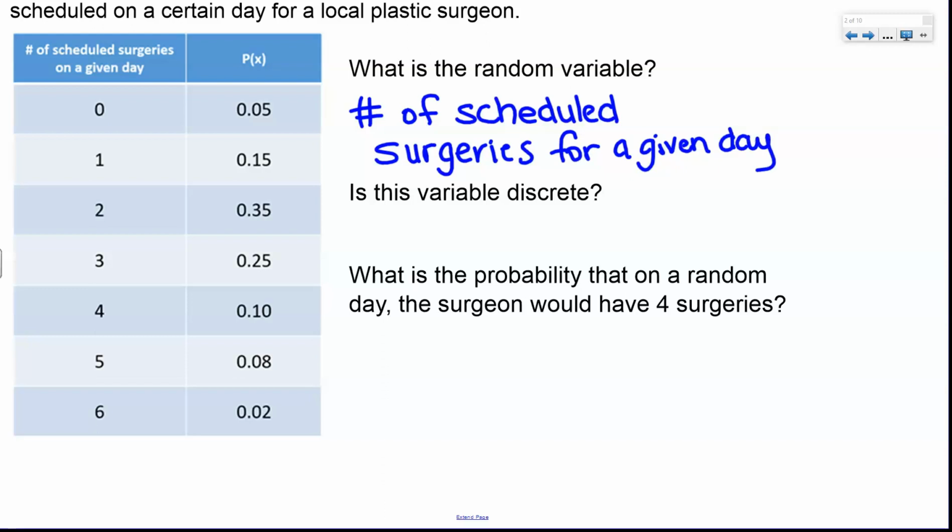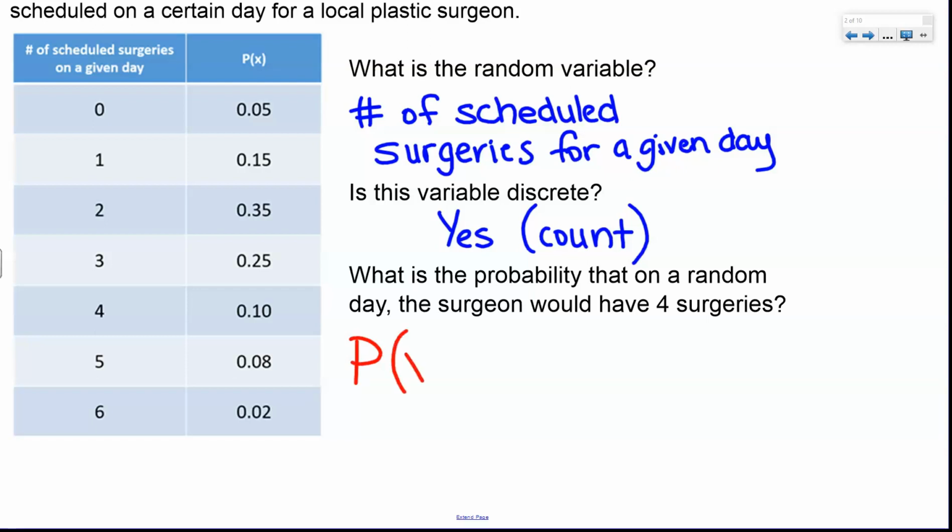So what's the probability of 2 surgeries? We can look at that chart and find that. So is this variable going to be discrete? Yes, right, because we're counting the number of surgeries, so we would say yes. What is the probability that on a random day the surgeon would have 4 surgeries?